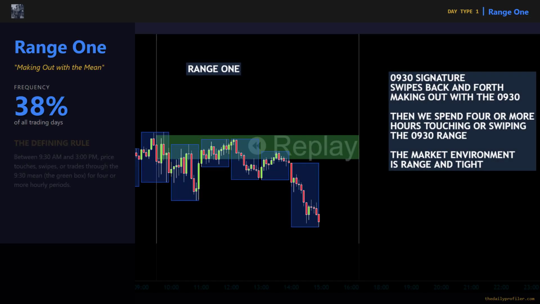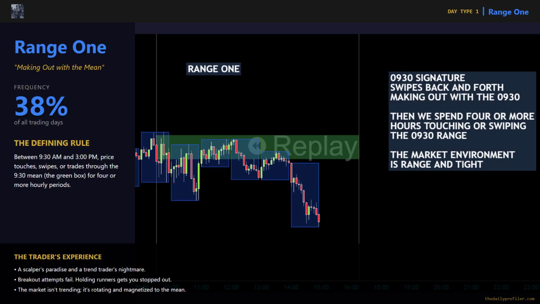Day type 1, range 1. We call it making out with the mean. This is 38% of all trading days. The most common environment you will ever trade. Here's the defining rule. Between 9:30 and 3 p.m., price touches, swipes, or trades through the 9:30 mean for 4 or more hourly periods. Look at the chart.